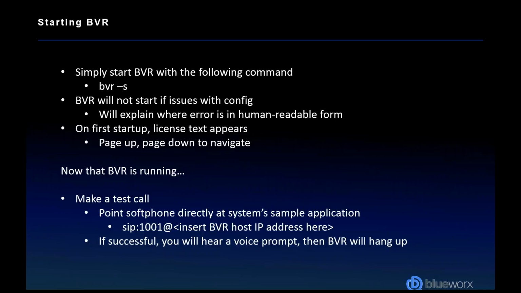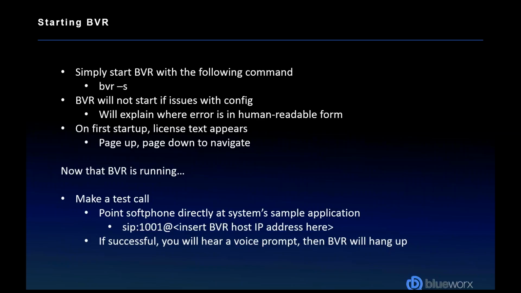Starting BVR is pretty simple. You run BVR-test, and that will start it. The first time you run it, the license will come up, and you just page down to the bottom of that and accept it. Well, obviously read it first, but then page down to the bottom and accept it. BVR won't start if there are issues with your config, and it will explicitly tell you what the problem is. For example, if you've mistyped something, it will say there's a problem on this line of your config, you've typed this, and you need to correct it. So any problems on startup are usually fairly obvious.